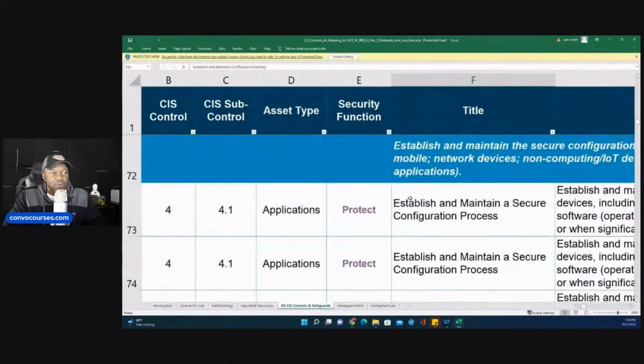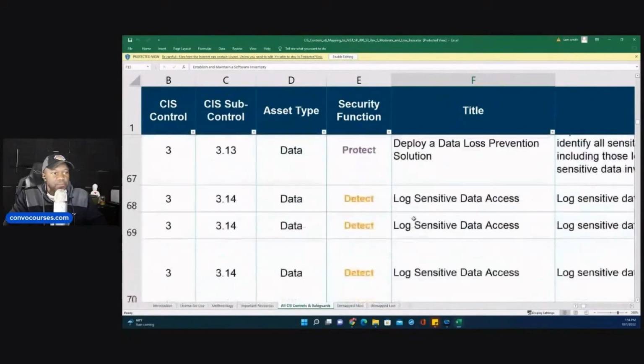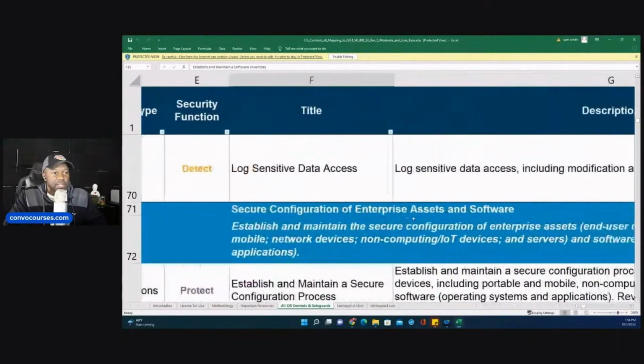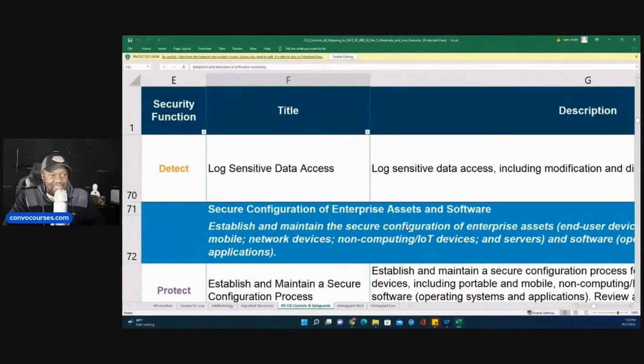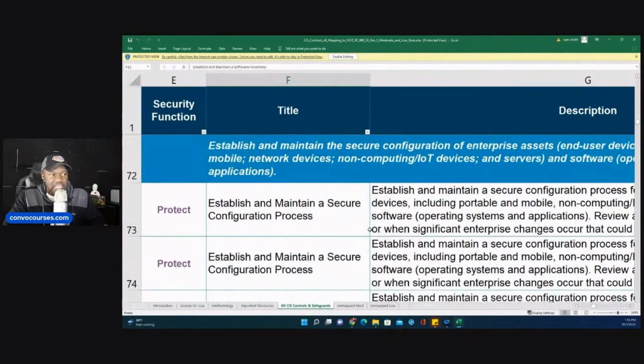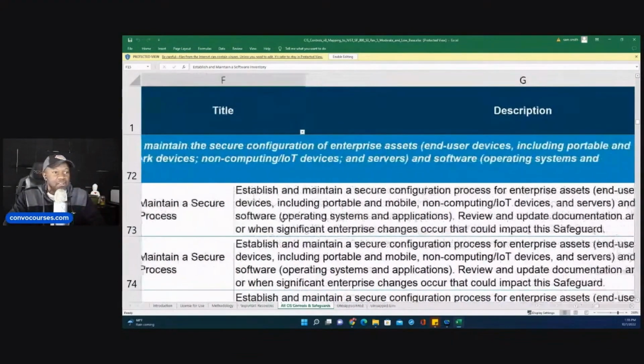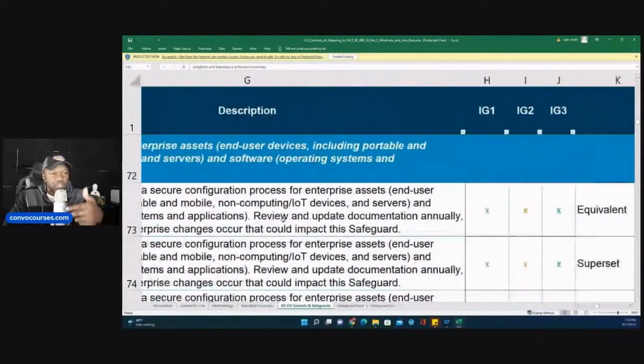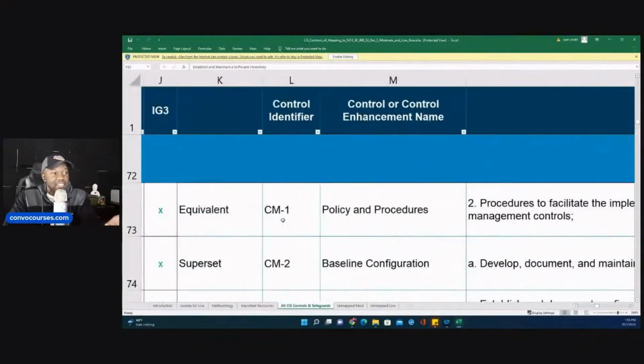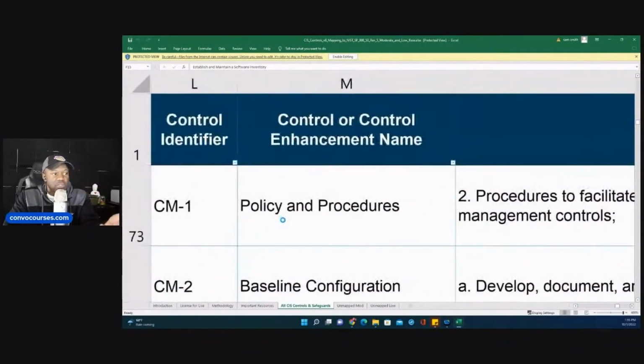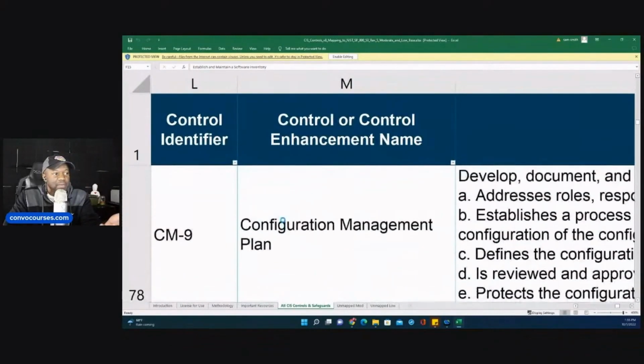CIS 4. So CIS 4 is dealing with, let's see, configuration of enterprise assets and software. This is CM controls, I believe, if I'm not mistaken. CM controls for the NIST 800 control family, but we're talking about establish and maintain a secure configuration process. Yeah, this right here is also baseline. So this is making sure that we have a baseline and making sure that we are taking care of that. And yeah, it's CM. This is CM-1 through CM-8, I think, if I'm not mistaken, CM-9.